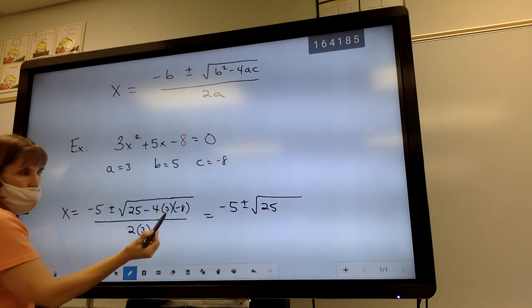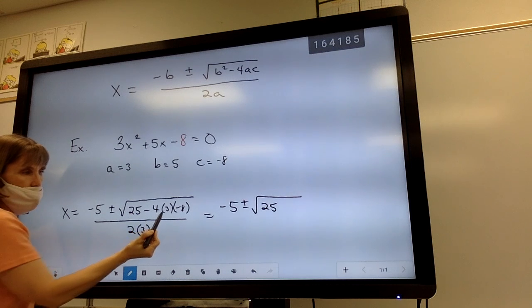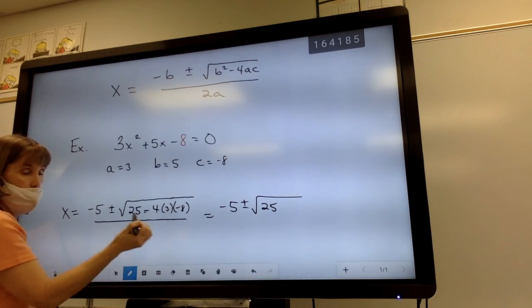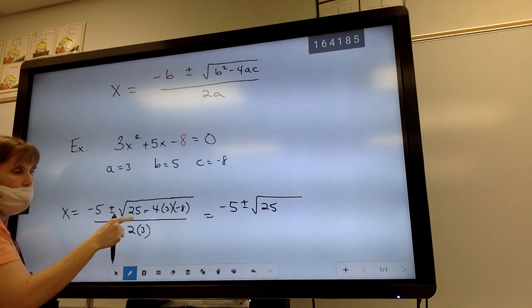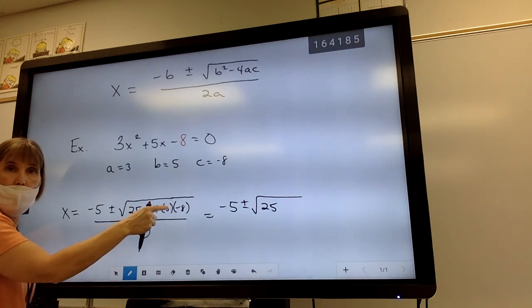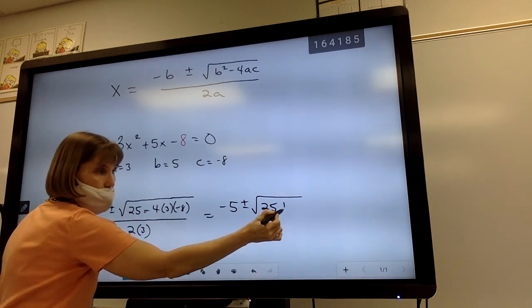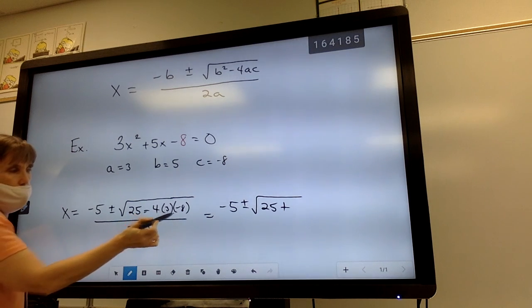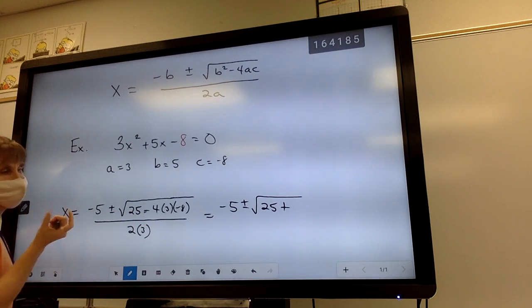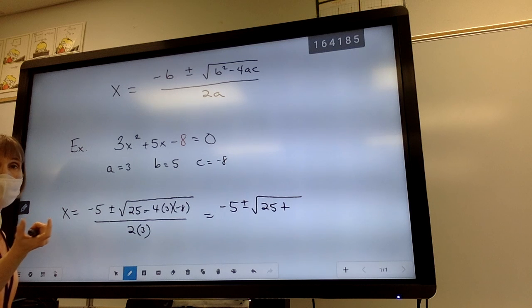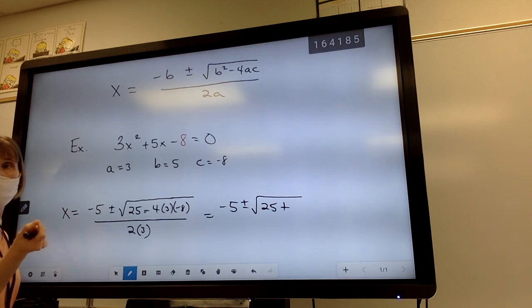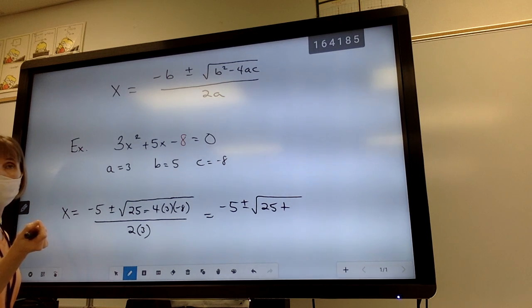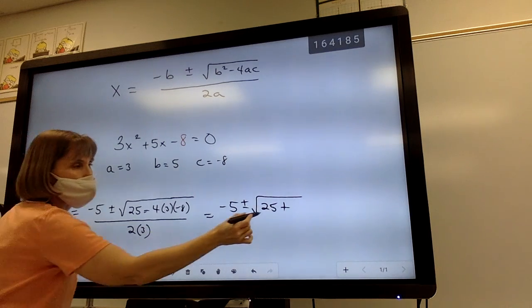Now, you have to multiply these together. How many negative signs do you see? You see 2. That's an even number, so this product is going to be positive. It's going to be plus. You're going to take the 4 times the 3 times the 8. 4 times 3 is 12. What's 12 times 8? 108, I don't know. 96.